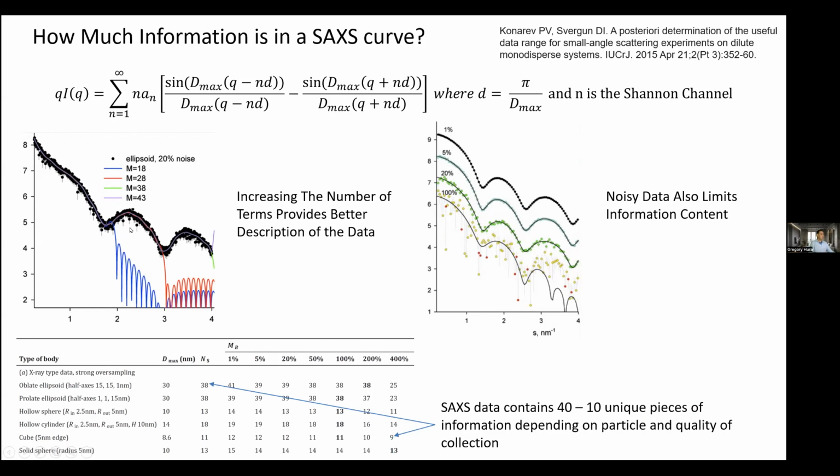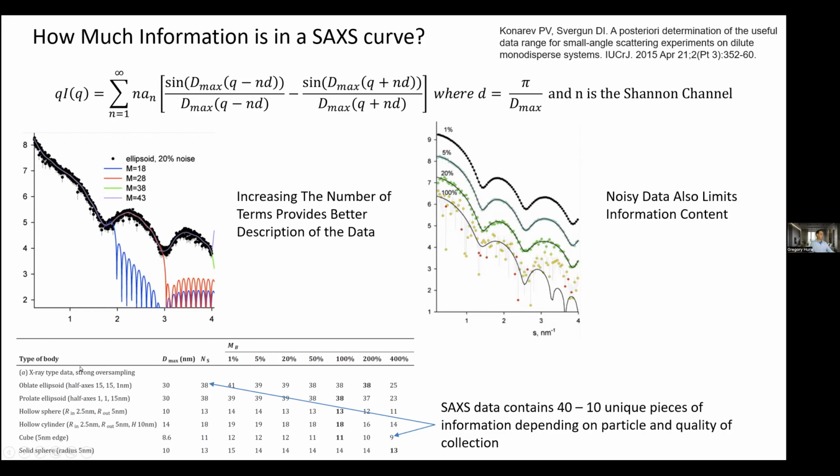Of course, there's also a noise component. So let's see in these curves here, there's a perfect scattering profile, with 1% error. Then there's also the noisier data sets. So that also degrades how much information you can extract from a curve that's noisy versus straight.